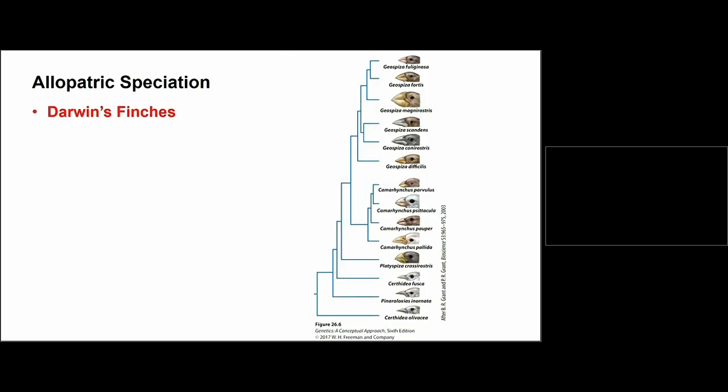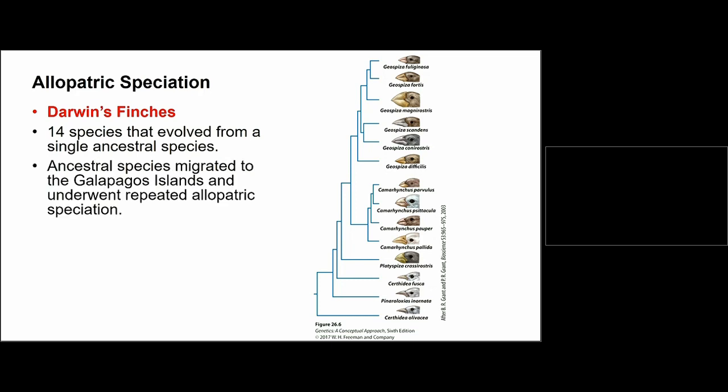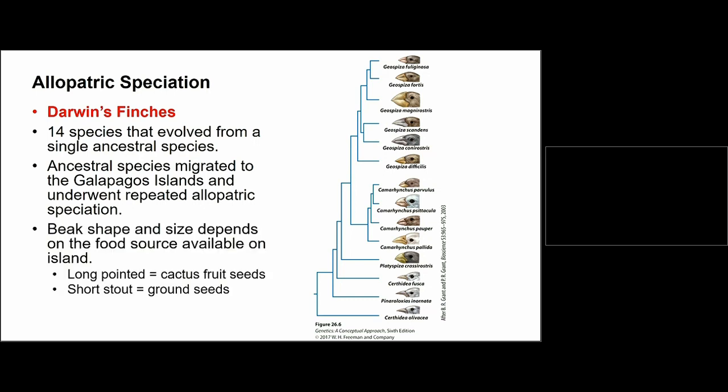Another example of allopatric speciation is Darwin's finches, which you've probably heard about before, but it's a really great example of speciation as well as of how phenotypes evolve based on what's available in the environment, right? What the finches are going to eat. So we have 14 species that evolved from a single ancestral species. The ancestral species migrated to the Galapagos Islands off the coast of Ecuador, and as additional islands arose due to volcanic activity, they moved to these new islands, and then over time, they developed different phenotypes.